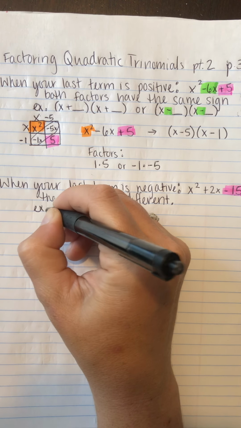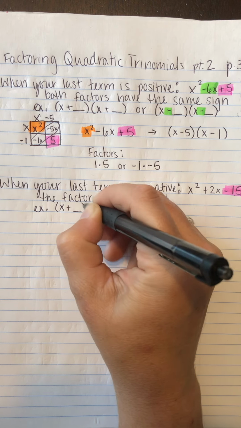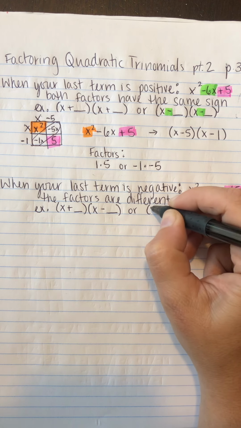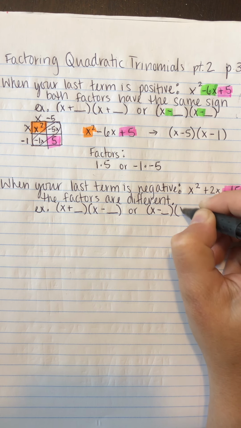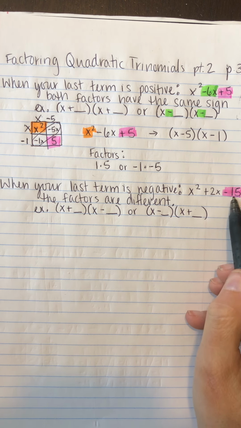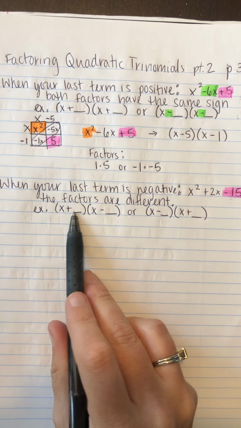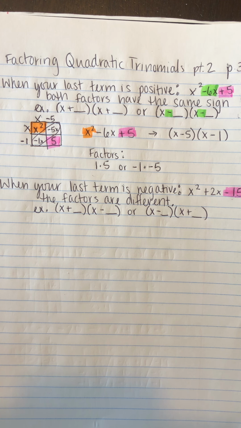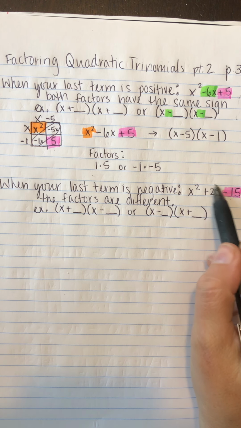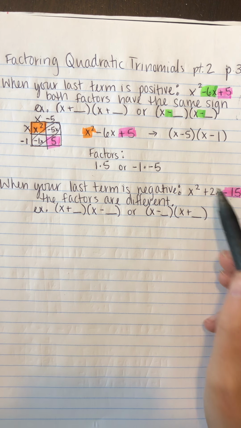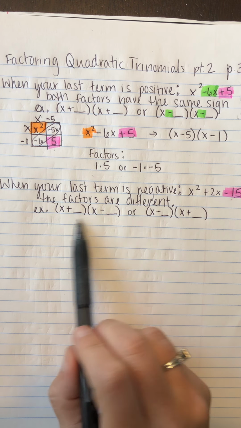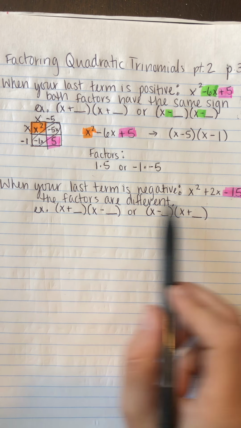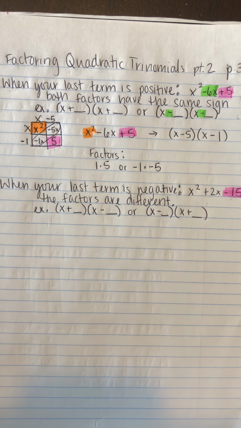Okay, so that's going to be like we have x plus a number times x minus a number. Or we could also write it the other way and say x minus a number, x plus a number. But when we see this negative sign on our last term here, we want to make sure we have different signs in our two factors there. All right. And then we're going to come back and talk about how do we get this plus 2. Well, this plus 2 really is going to be the addition of these two factors. So if we have a positive here, we want our positive number to be the bigger number. Okay? If we have a positive, we want our positive to be bigger.